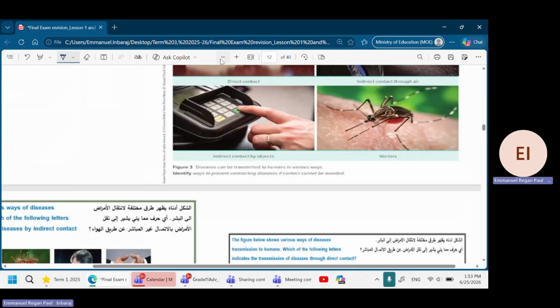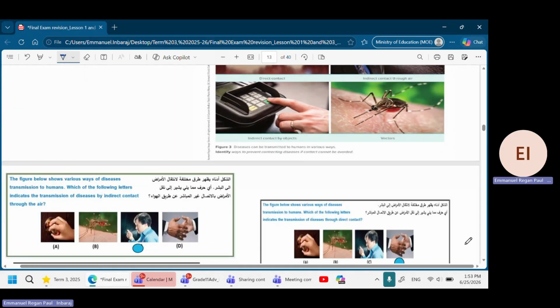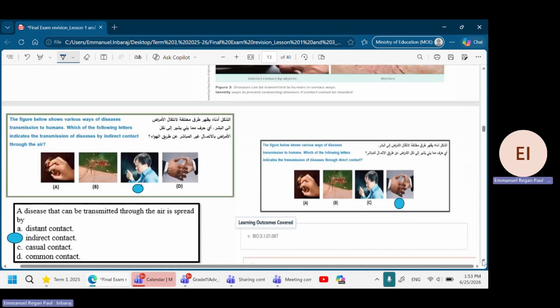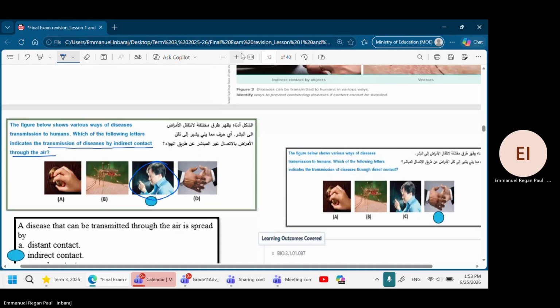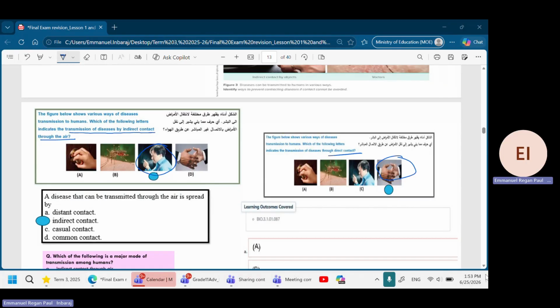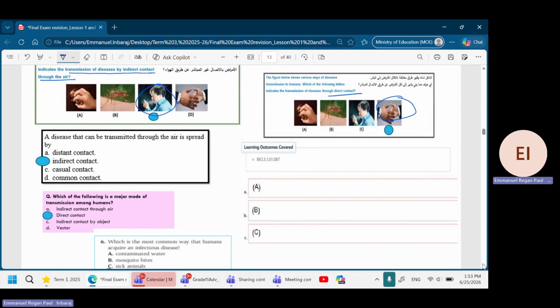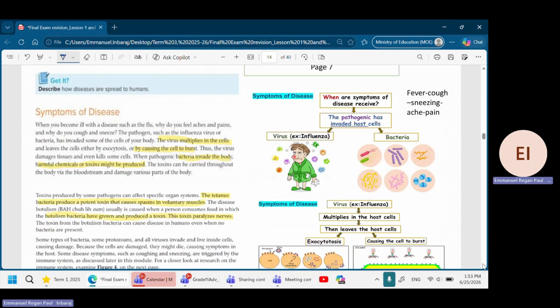Okay, let's go to the next question. Which of the following letters indicate the transmission of disease by indirect contact through the air? Indirect contact through air is here. And which is through direct contact? Direct contact is this, there are two people in one. So that's how you will be getting one question from this, and this is going to be easier. You can read the other questions, they will be with you.